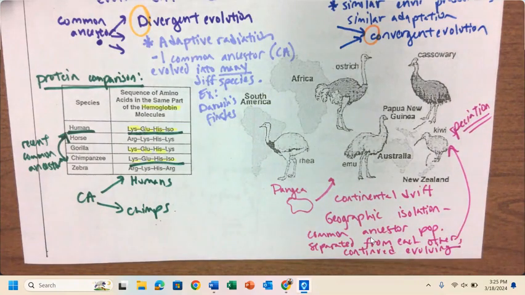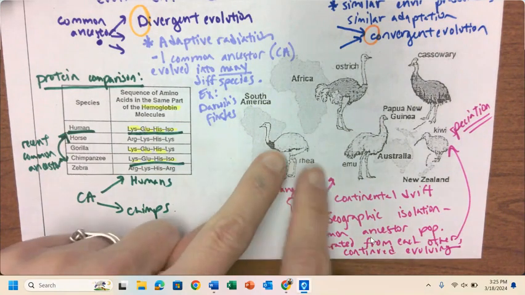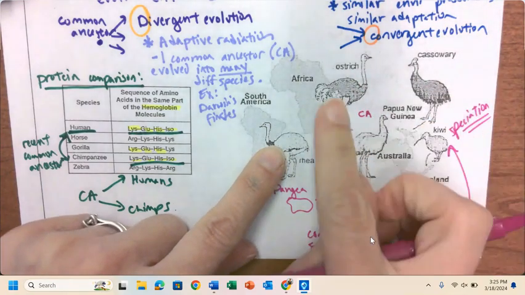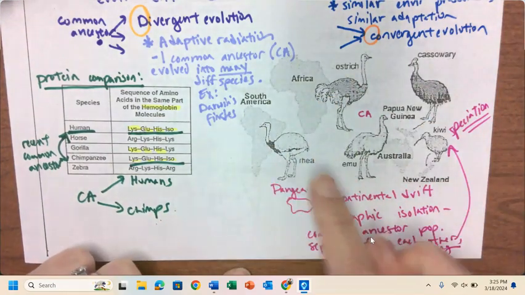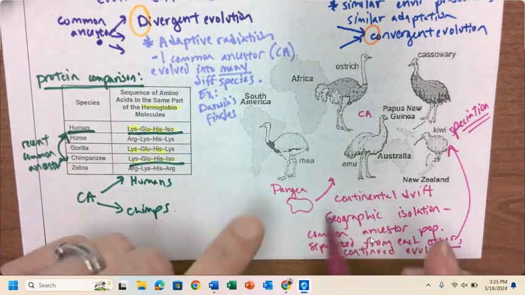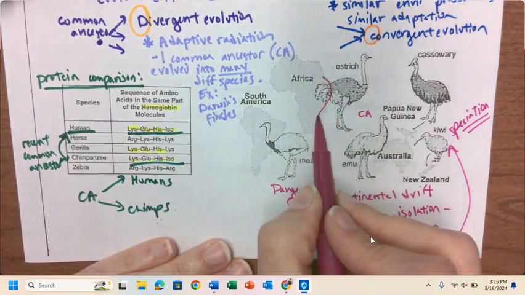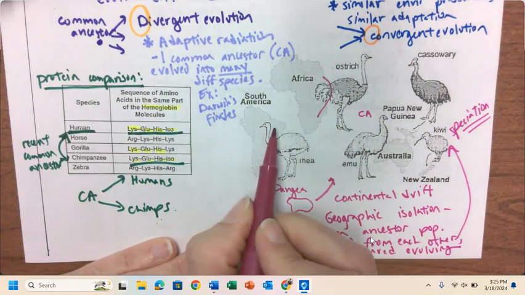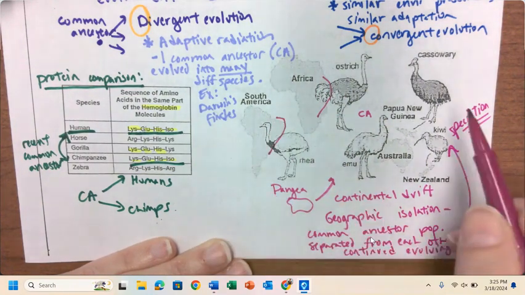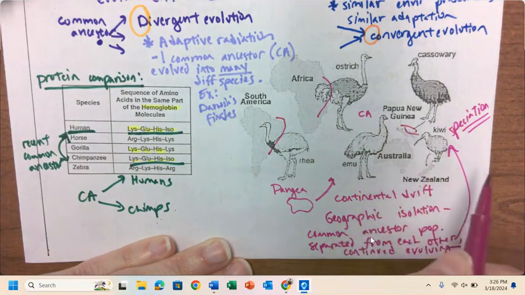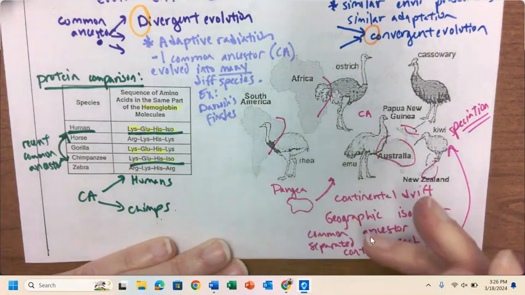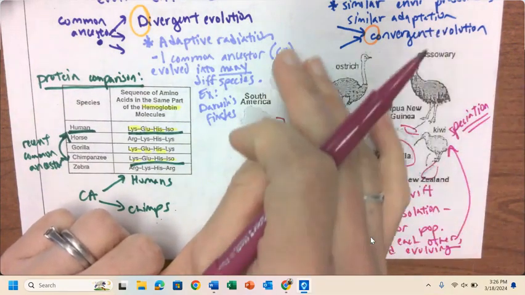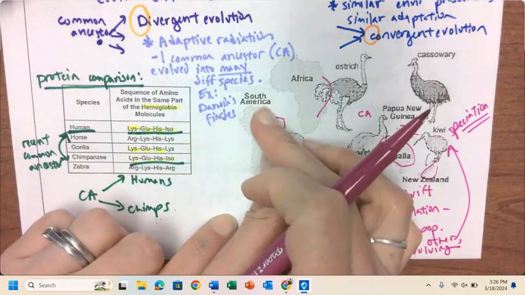And again, this shows you evidence for evolution, because if these all had a common ancestor, right? If the ostrich and the emu and the ray and all of these had a common ancestor, and then the ostrich was separated, and the common ancestor, some of them were in Africa, some of them were in South America, some of them were in Papua New Guinea, some of them were in New Zealand, some of them were in Australia. All of these common ancestors were separated to these different locations. They couldn't get to each other. They were physically separated by the ocean.